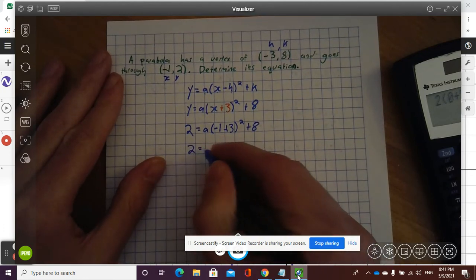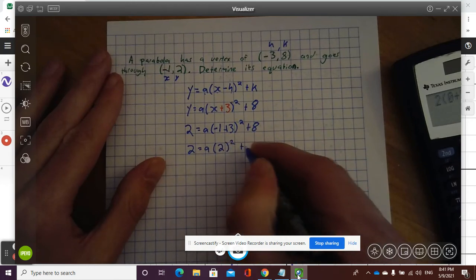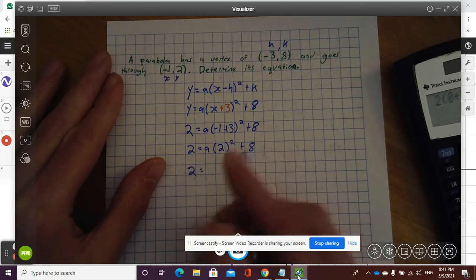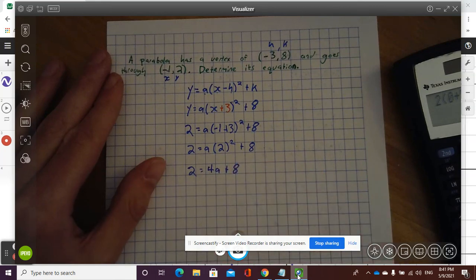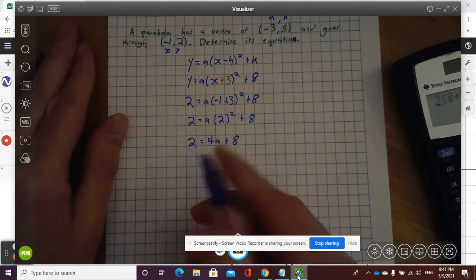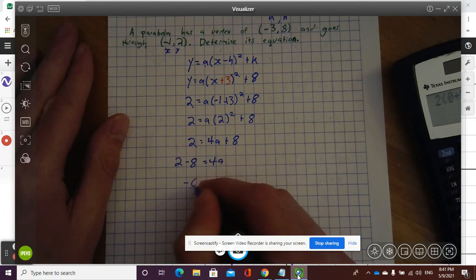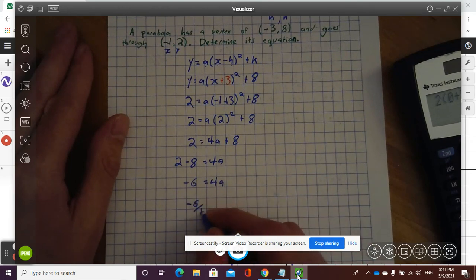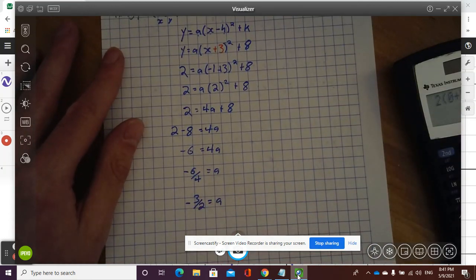So again, we're going to follow BEDMAS. Negative 1 plus 3 is positive 2. 2 squared is 4, so it's going to be a times 4, which is 4a, plus 8. When I move the 8 onto the left-hand side, it will become a negative 8. So I have negative 6 equals 4a. So negative 6 over 4 equals a. And if I reduce the fraction, we could also write it as a decimal. a is negative 3 halves.